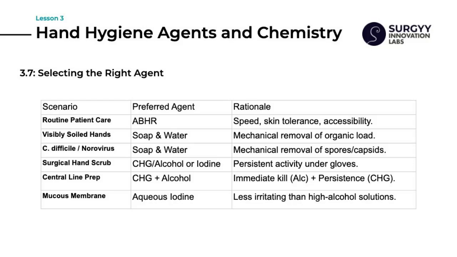For a surgical hand scrub, CHG combined with alcohol or iodine is used to ensure persistent activity under gloves. For central line prep, the combination of CHG and alcohol provides an immediate kill from the alcohol and persistence from the CHG. Finally, for mucous membranes, aqueous iodine is preferred as it is less irritating than high alcohol solutions.